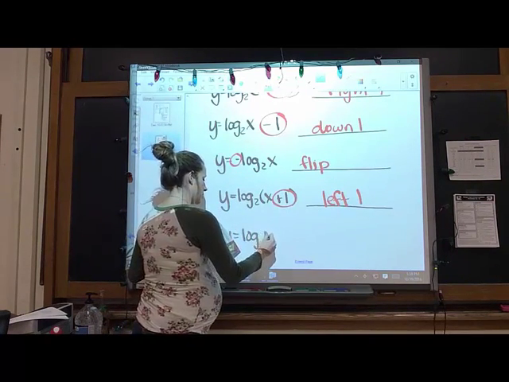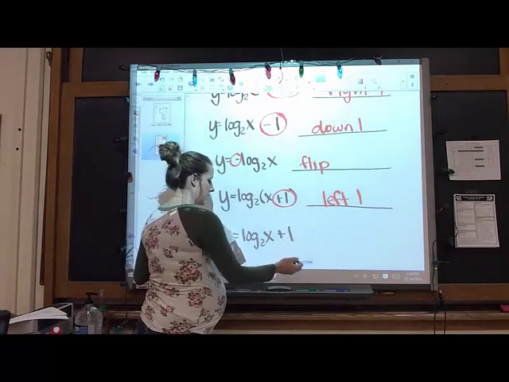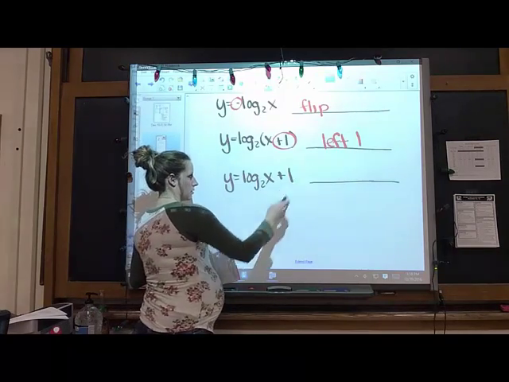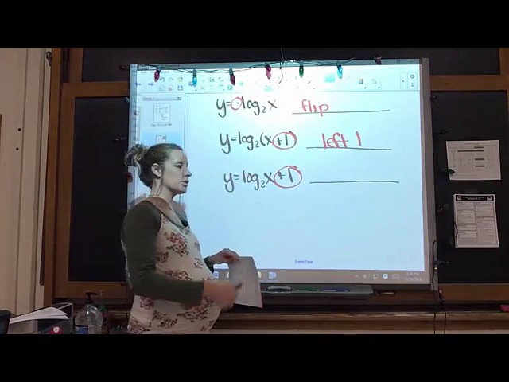Log base 2 of x, plus 1. This one doesn't have any parentheses. So this plus 1 is actually going to move it up 1.